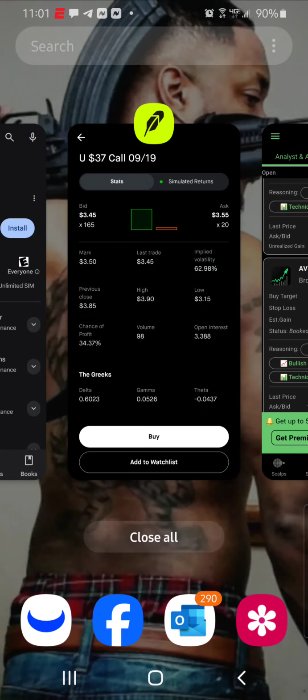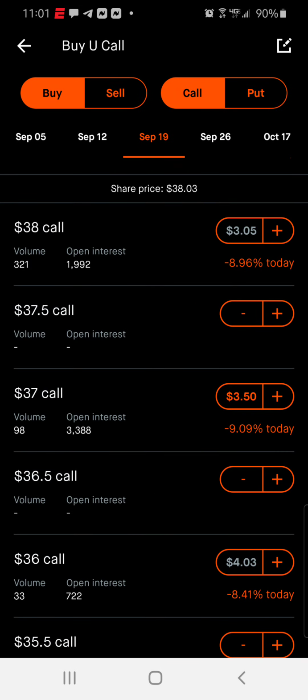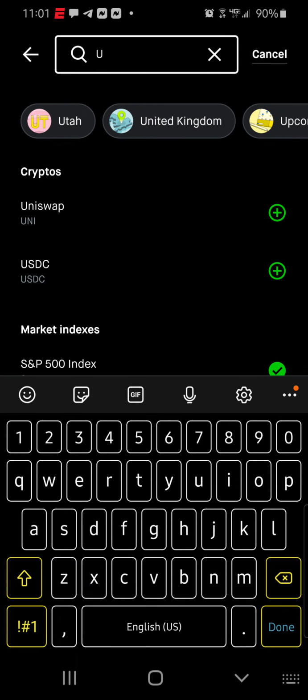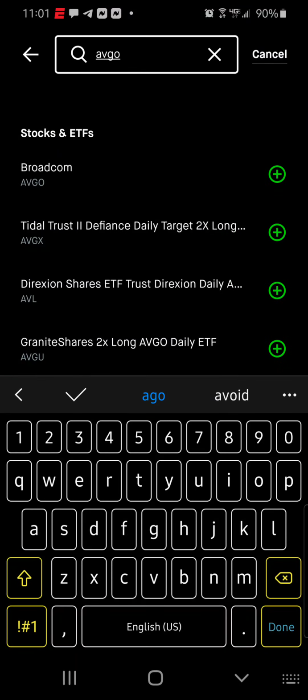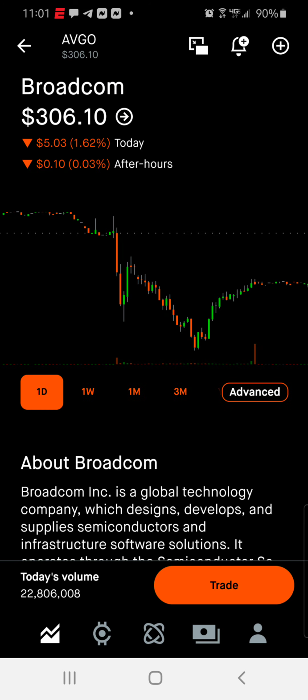You're gonna go to Robinhood or something, and you're gonna go to AVGO. I'm gonna show you. It's AVGO, right? It's AVGO, and the company's really called Broadcom, but the ticker symbol is AVGO. I love this company.